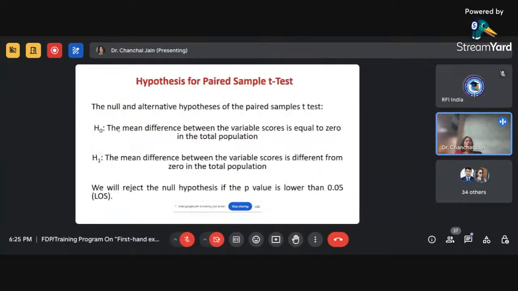So the hypothesis formulation in the case of paired sample tests will be: the mean difference between the variable scores is equal to 0 in the total population, or you can make it: the mean difference between the variable scores is different from 0 in the total population, right? I think this is the thumb rule I have written, which I already told you.